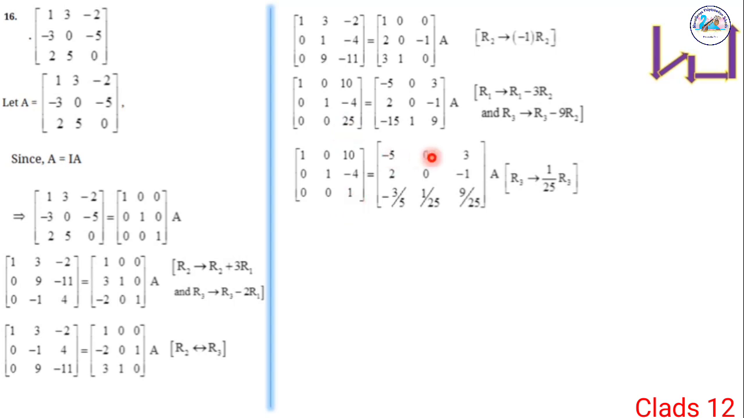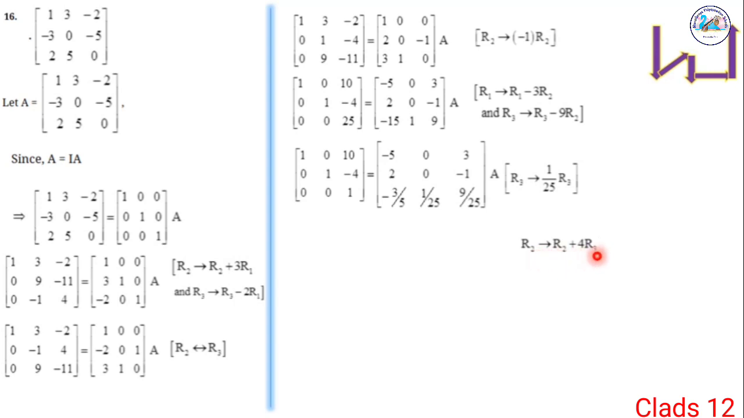Here also R1 remains the same, minus 5 0 3. Here also minus 5 0 3. Next 2 0 minus 1. Here also 2 0 minus 1. Next R3 is changing. R3 is changing means 1 by 25 into minus 15, that is minus 15 by 25. When you cancel 5, it becomes minus 3 by 5. Next 1 by 25 into 1, that is 1 by 25. Next 1 by 25 into 9, that becomes 9 by 25. Now we have to change this 10 and this minus 4 only. For that purpose, we are going for the transformation.